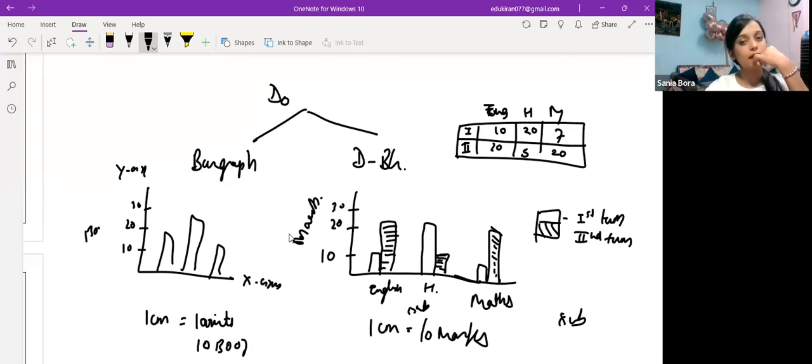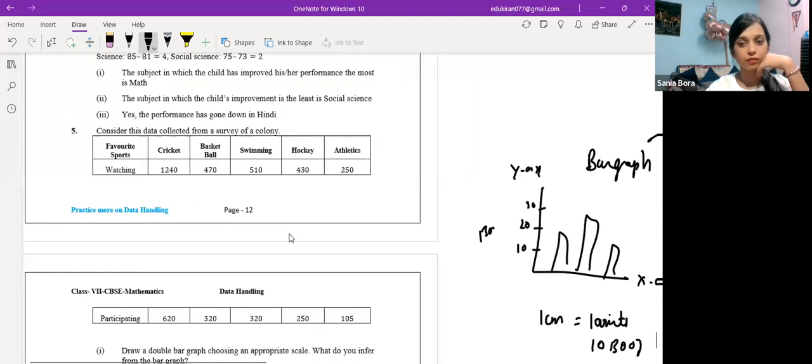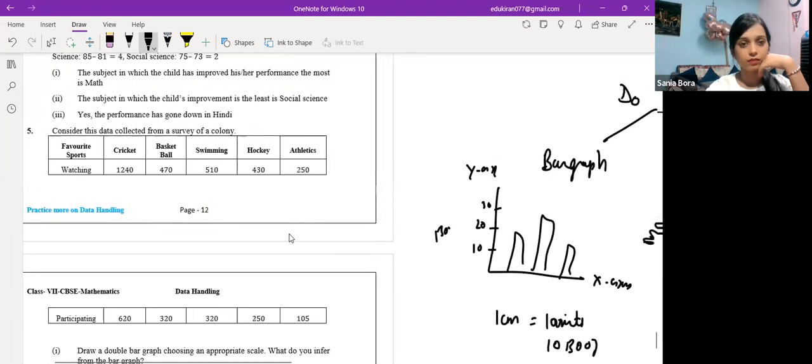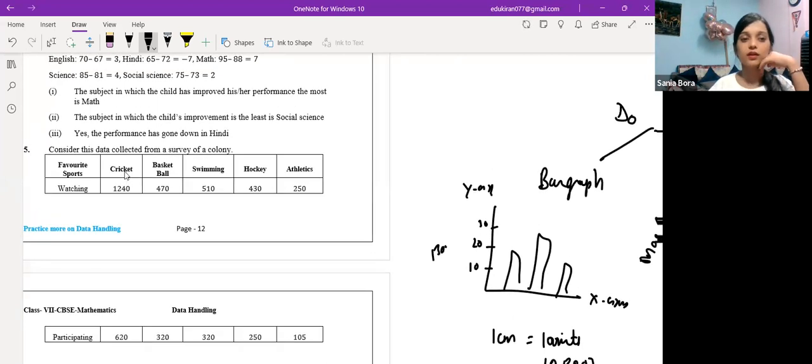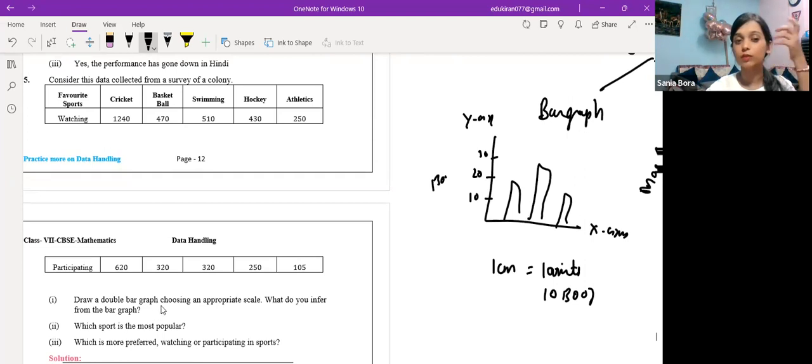Okay, so here you have the question. I hope you can see this. Favorite sport, watching and participating. No need to write the question, only draw the graph. But they will ask questions, right? Yes, they can. These are the questions. See, draw the double bar graph. What is your info? Form the bar graph. Which sport is most popular? Which is more preferred, watching or participating in sport?